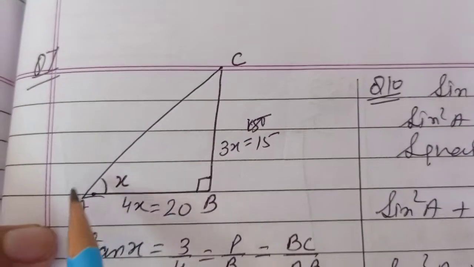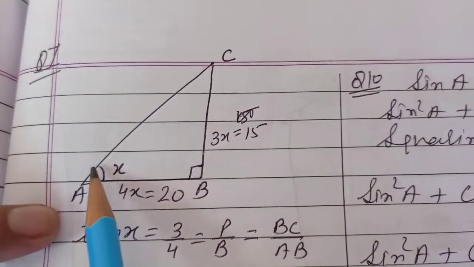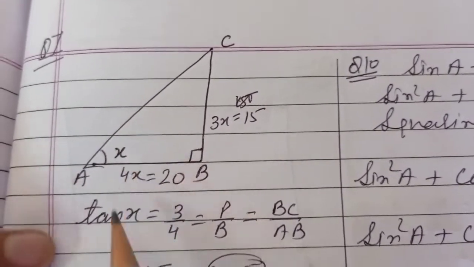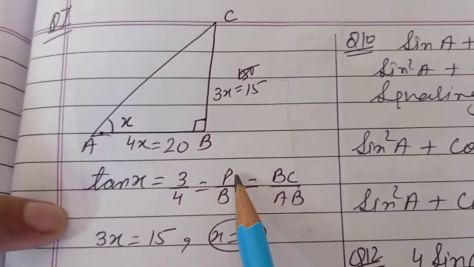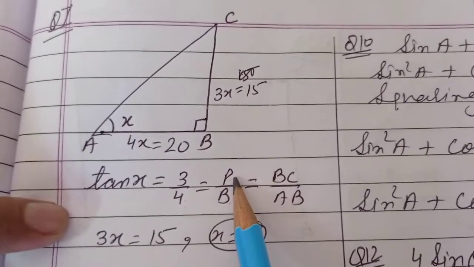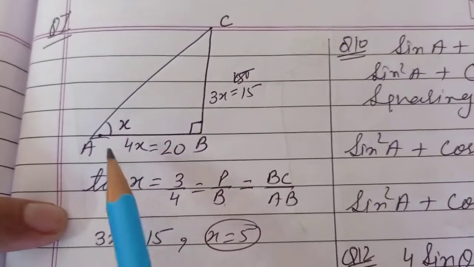In 7th question, you are given a triangle ABC where B is 90 degrees and this angle is mentioned as x. Tan x is equal to 3 over 4. You know tan equals what? P over B. That means perpendicular will be 3x, base is 4x.